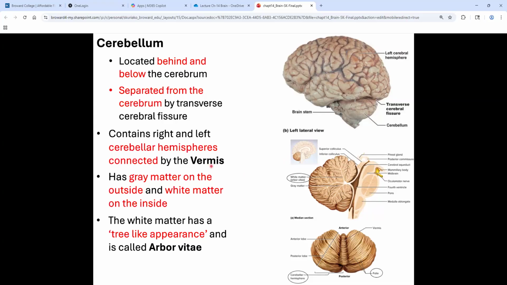Okay? And the white matter, you can see the white matter here. It's like a tree-like appearance. And that's why it's called arbor vitae. So you can see it like a tree, and that's why it's called arbor. Arbor vitae means tree-like. Okay?